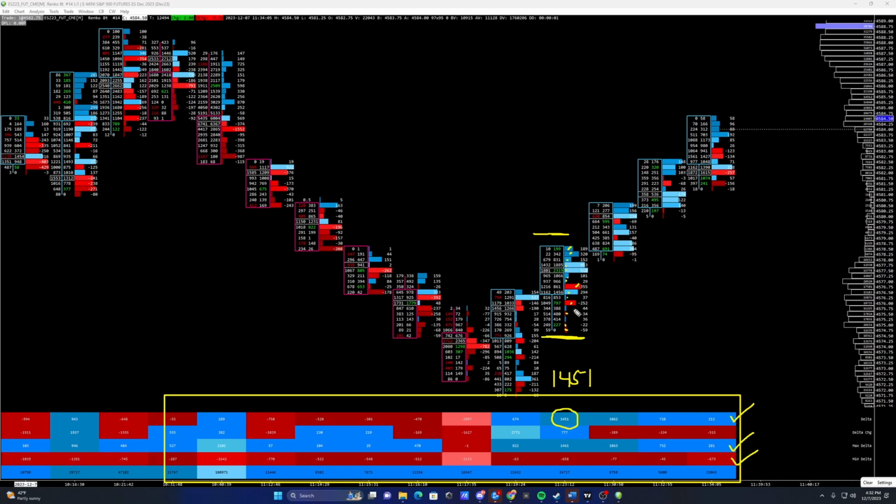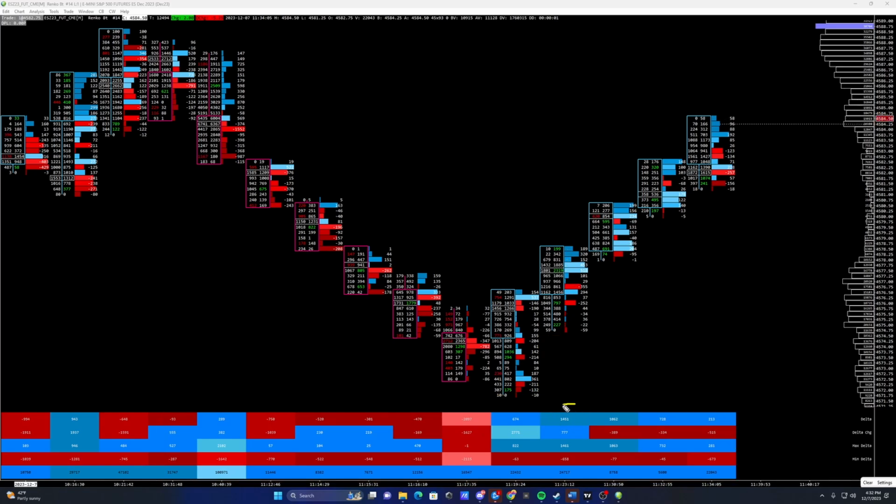So we take all of those red bars, add them all together. Then we take the blue total minus the red total equals total delta. In this case, 1451. This is going to tell me we had a positive delta of 1451. There were 1,451 more aggressive contracts purchased on the offer than there were at the bid on this print. Okay? If we go down to max delta, we had a max delta on this print of 1461.